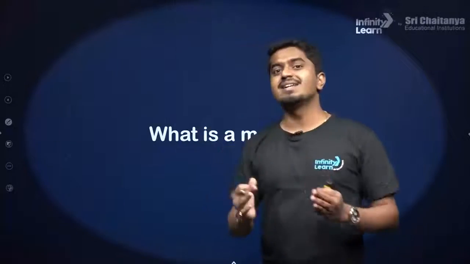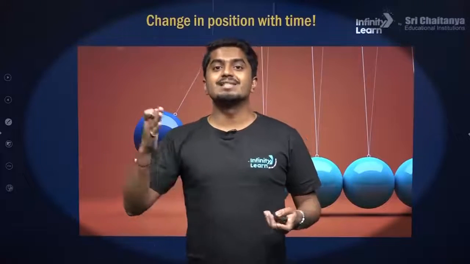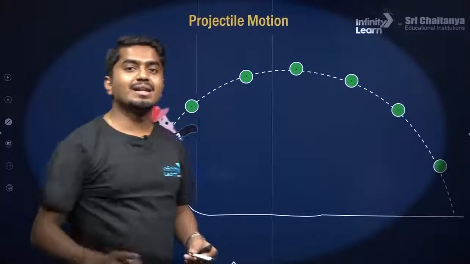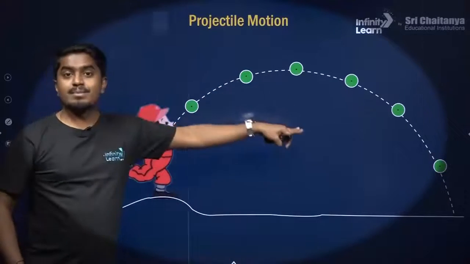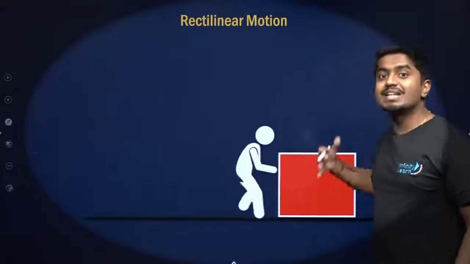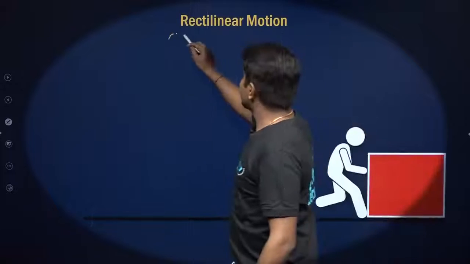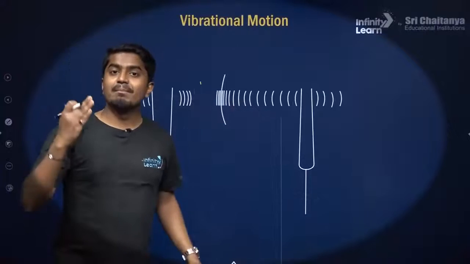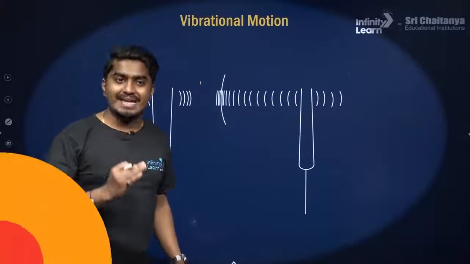what are the different types of motion. So first let's understand what is a motion. So whenever the object changes its position with respect to time, that is called as motion. Let's understand first what is a reference point. Travel some distance and then come down, that is called as projectile motion. So whenever the object moves in a straight line, that is called as rectilinear motion. So what is frequency? Frequency is just that number of oscillations per second.